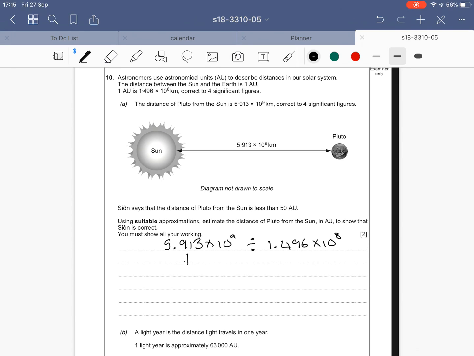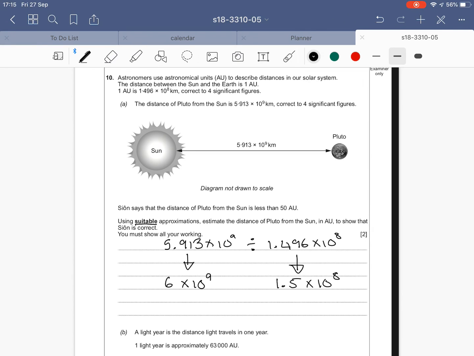So I want to approximate this. I would just turn that to 6 times 10 to the power of 9, so we just round it differently. I would change that to 1.5 times 10 to the power of 8. I could turn it to 1, but that's a bit too low because it's 0.49, that's very close.